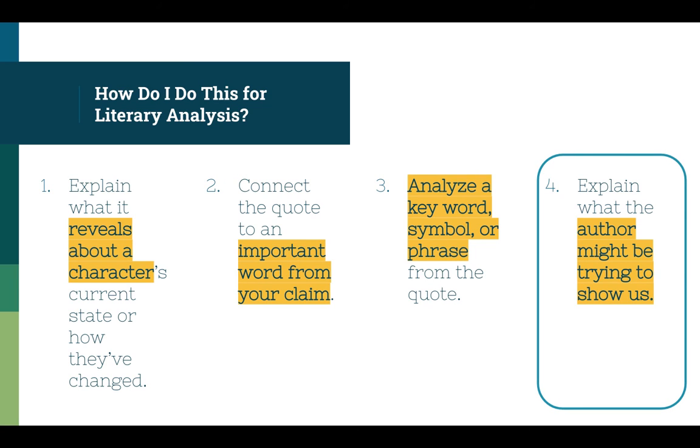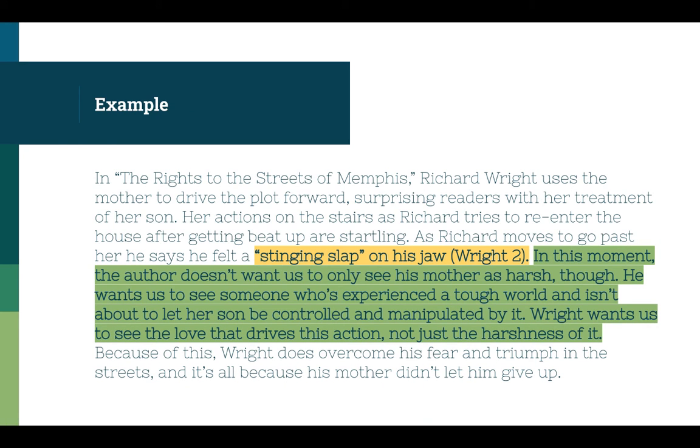Option number 4 is you can explain what the author might be trying to show us. This example has that here, talking about a different story, The Ride to the Streets of Memphis. The evidence talks about a stinging slap on his jaw, and the elaboration then goes into here's why the author may have made this choice. In this moment, the author doesn't want us to only see his mother as harsh. He wants us to see, and so notice how I'm going in and talking about what the author might be trying to show us through this piece of evidence.